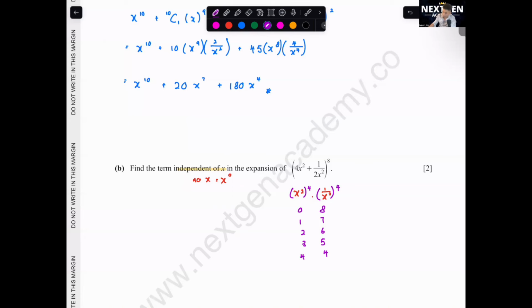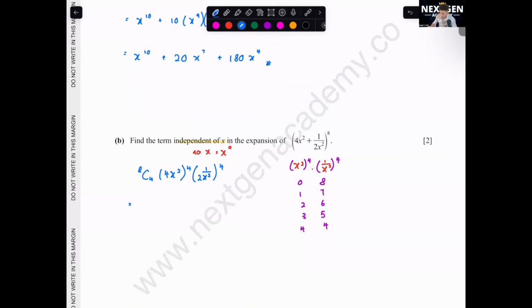Okay, so we put it into the formula now. It will become 8C4, 4x squared to the power of 4, 1 over 2x squared to the power of 4. Before, when you're determining, you don't care about the coefficient first. You just look at the power first. That's the main thing. Take out your calculator, type in 8C4.